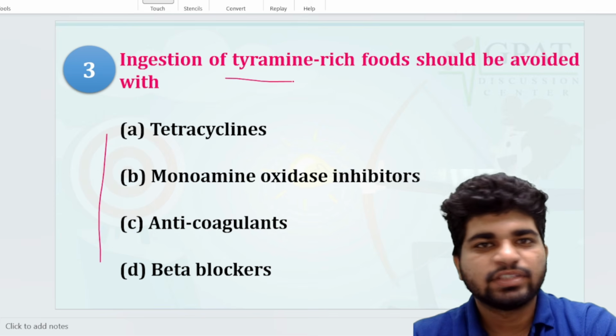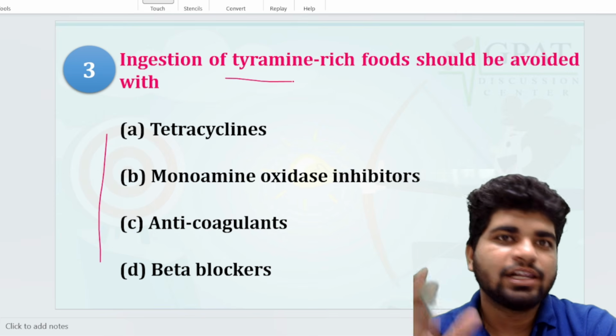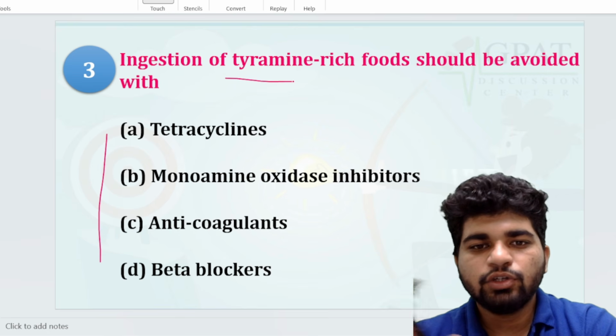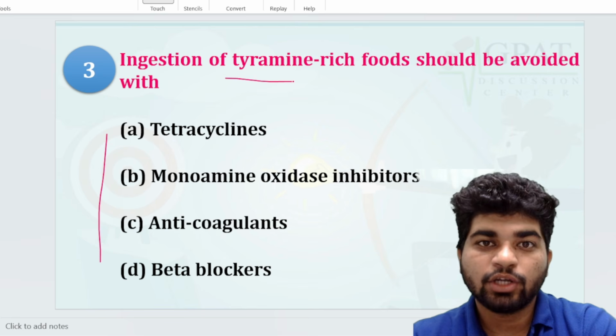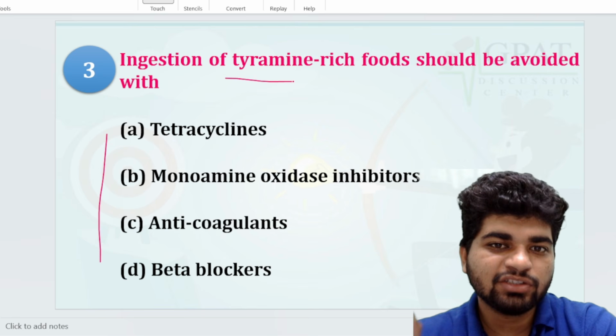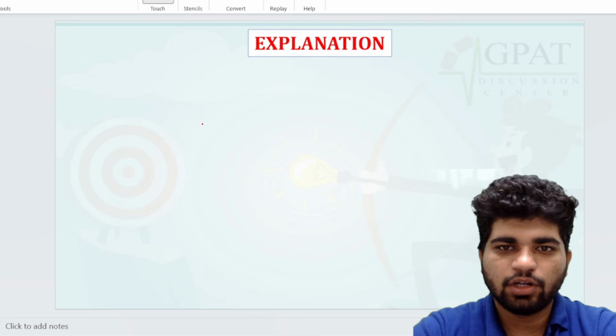MAO inhibitors are selegiline, rasagiline, moclobemide, clorgyline, right? Tranylcypromine, isocarboxazid, and P for phenelzine. All right. So we do have different kinds of monoamine oxidase inhibitors, which are going to inhibit the MAO enzyme. And why is there a need to inhibit the MAO enzyme? See, what's the chronology over here? What's the chronology over here?